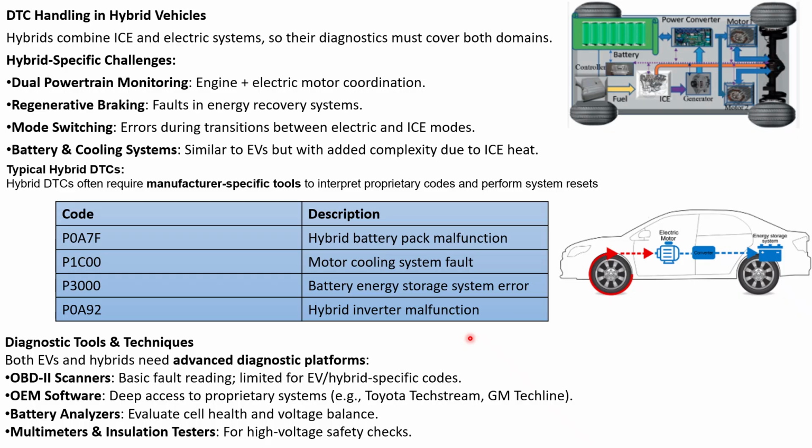Now, when it comes to diagnostic tools and techniques, both EVs and hybrids need advanced diagnostic platforms. OBD2 scanners. All right, so the first important tool is an OBD2 scanner to find the basic fault reading, limited to EV and hybrid specific codes. Next is OEM software, deep access to proprietary systems. So this OEM software is usually a proprietary system, so a diagnostic tool should be able to work with the OEM software.